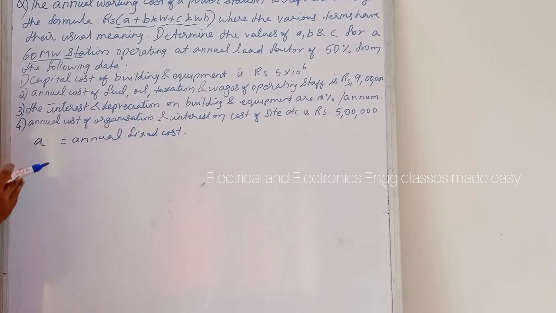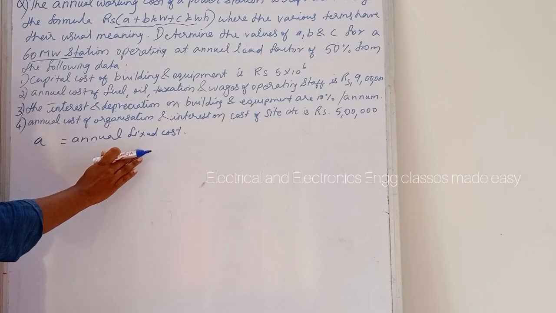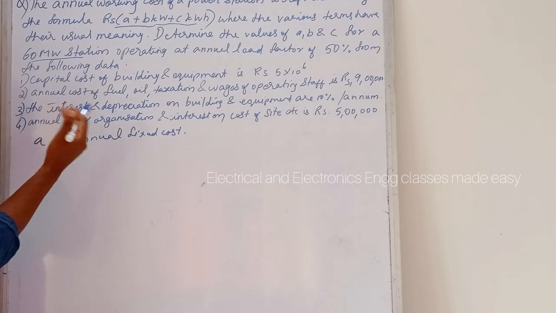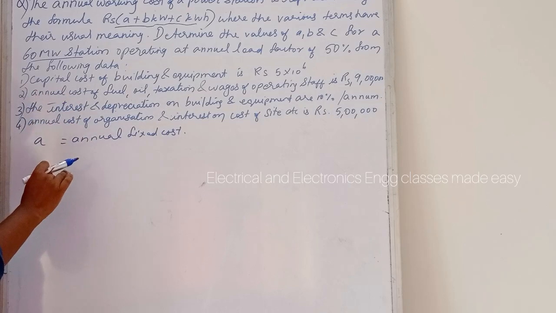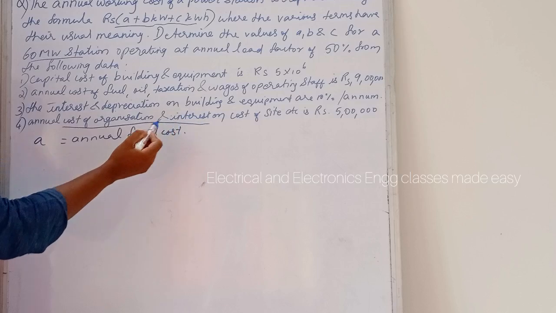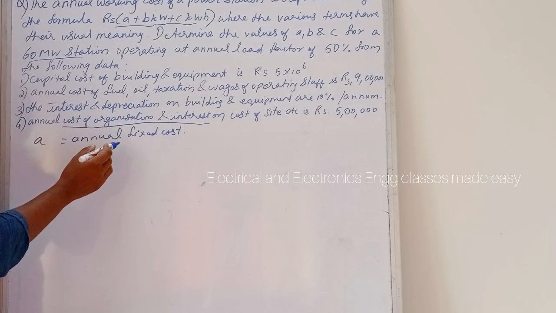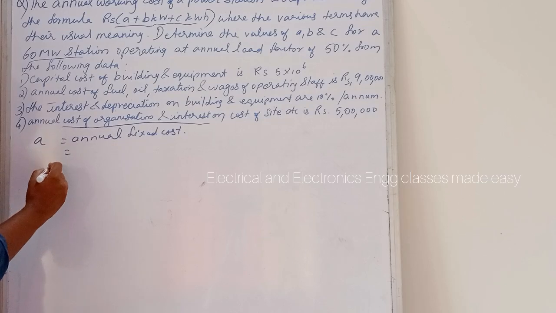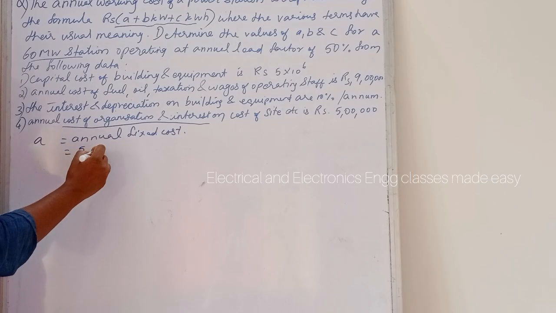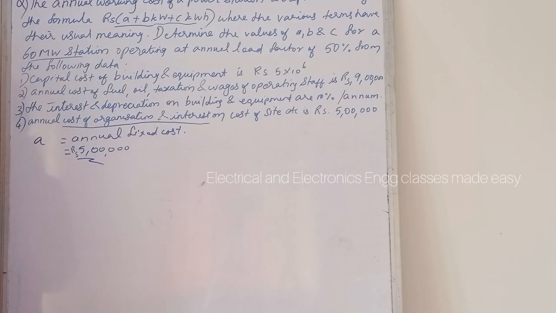What is the annual fixed cost? The annual fixed cost is due to the annual cost of organization and interest on cost of site. So A is equal to 5 lakh rupees. Now we have to find B and C.